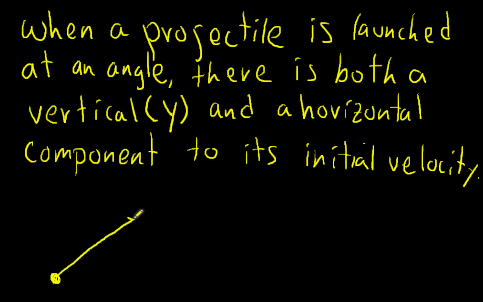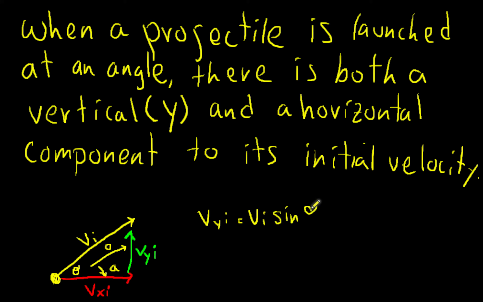The vector that represents the initial velocity of the projectile is at an angle. And because of this, it can be broken down into its two perpendicular components. We'll call the one in the horizontal direction Vx initial, and one in the y direction Vy initial. Since this projectile is at an angle, and the y component is opposite to the angle, the x component is adjacent to the angle, we can figure out the two components by using Vy initial equals Vi sine theta, and Vx initial equals Vi cos theta.